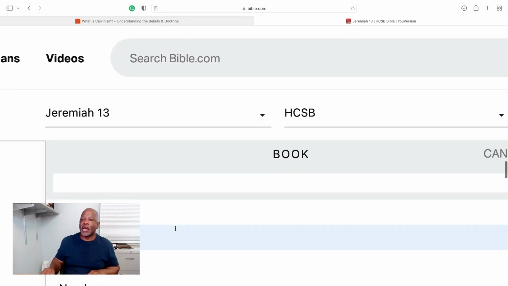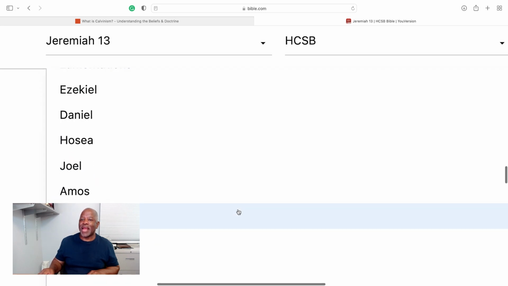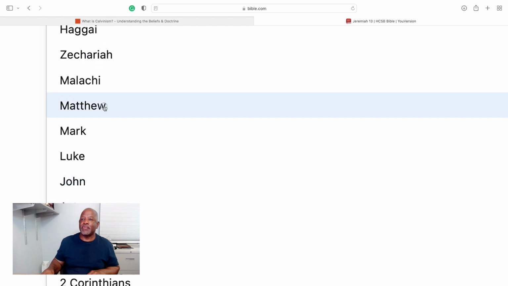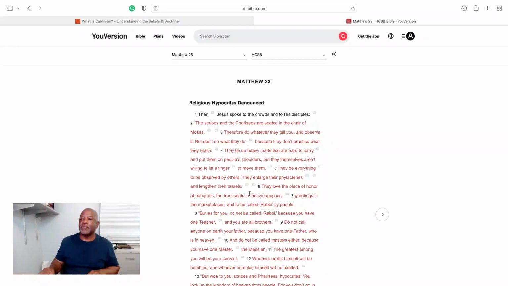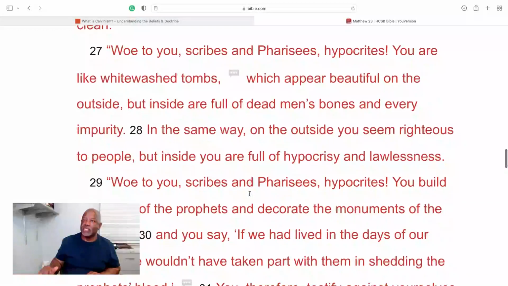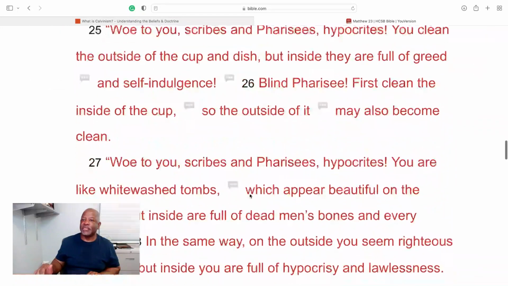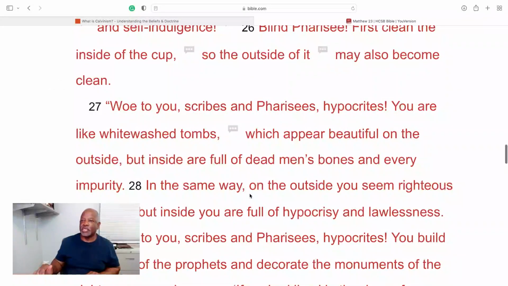Now, I want to go back to Matthew. Now, the reason why I pointed this out is to show you a pattern of language, a pattern of how scripture is used. And part of the problem of what's called exegesis, right? This explaining, right? So you come down, look at verse 27. Woe to you, scribes and Pharisees, hypocrites! You're like whitewashed tombs.